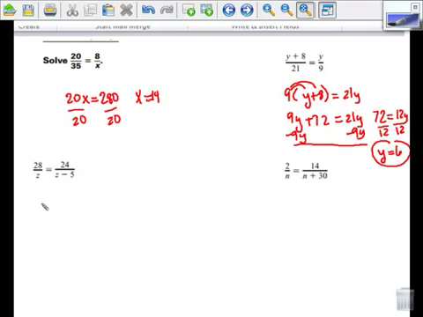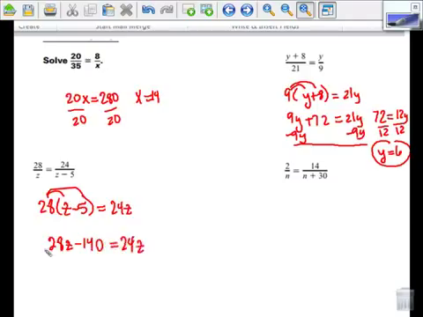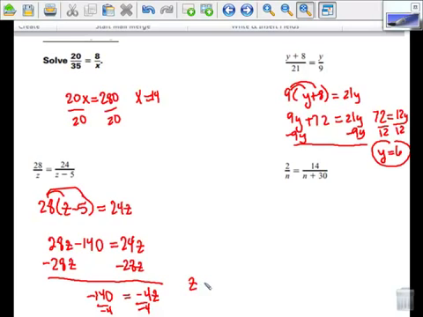Let's try another one here. We have 28 times the quantity z minus 5 equals 24z. Distribute the 28 to get 28z. 28 times negative 5 is negative 140, so minus 140 equals 24z. I will do the same thing, and I'm going to subtract the 28z just because it's quicker. In this one step I can get the variables on the same side and the constants on the other. So negative 140 equals negative 4z, and when I divide that by negative 4, I end up with z equals positive 35.